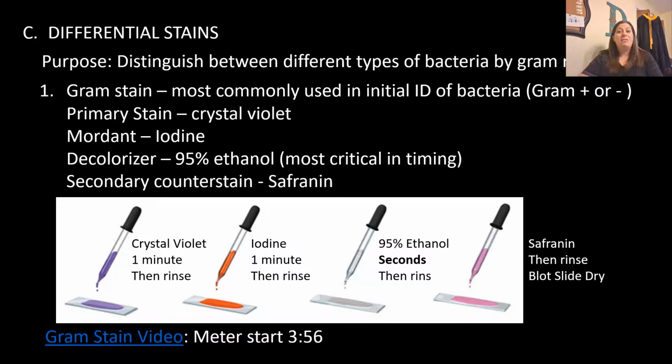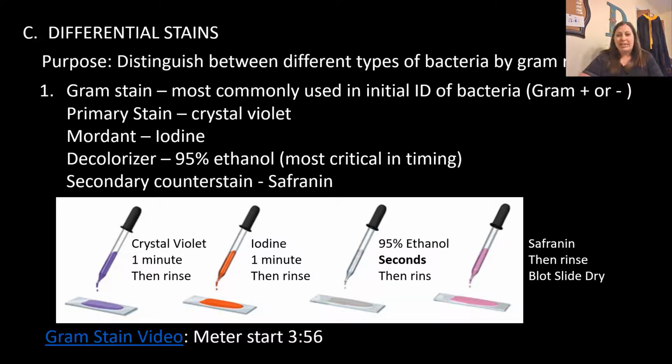This is the one that has the most critical timing that you have to pay attention to. This is 95% ethanol. You're going to place it on for just a few seconds. It's not going to sit there for 60 seconds. If you do that, it will rinse all the color away, and the staining process is void. So you only leave it on for a few seconds, and then you need to rinse it off quickly.